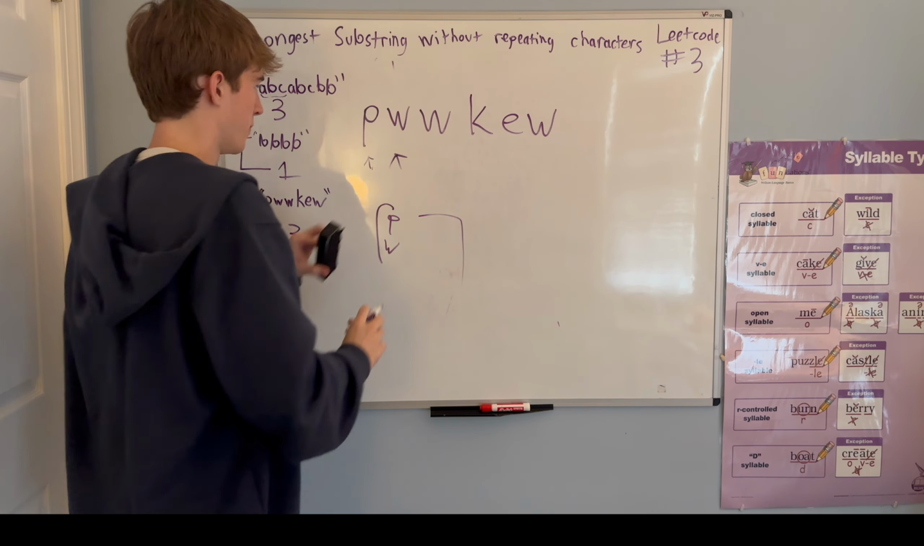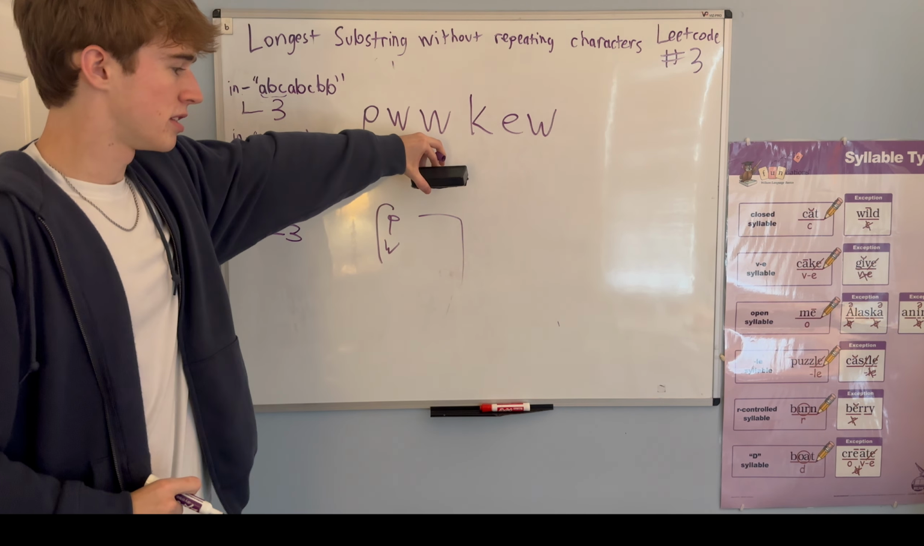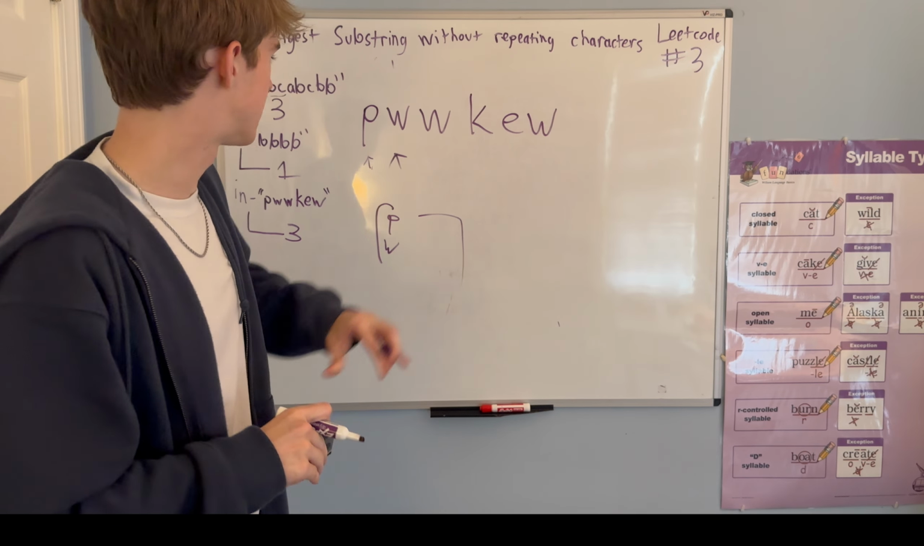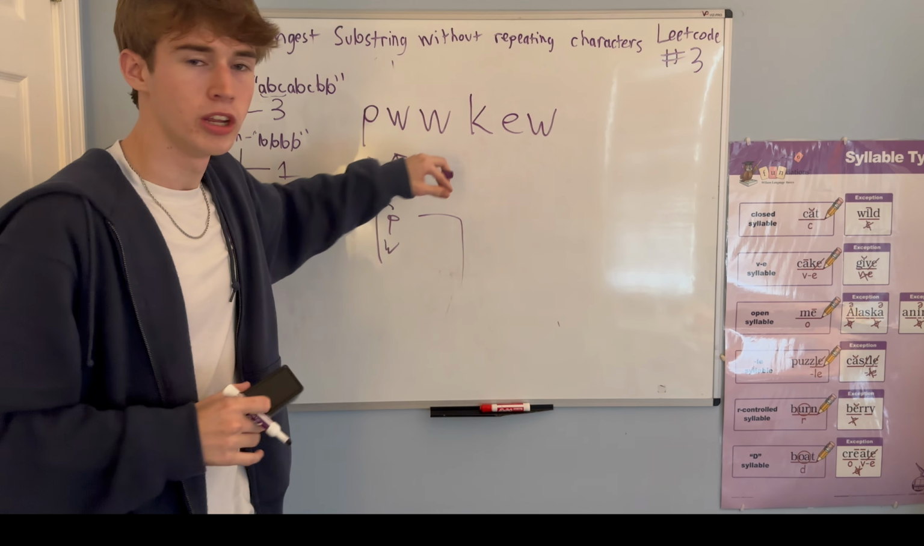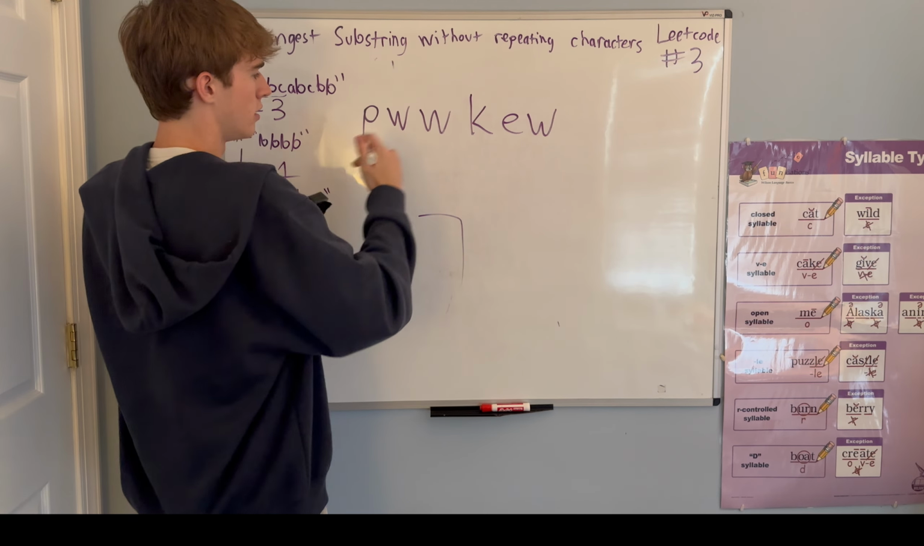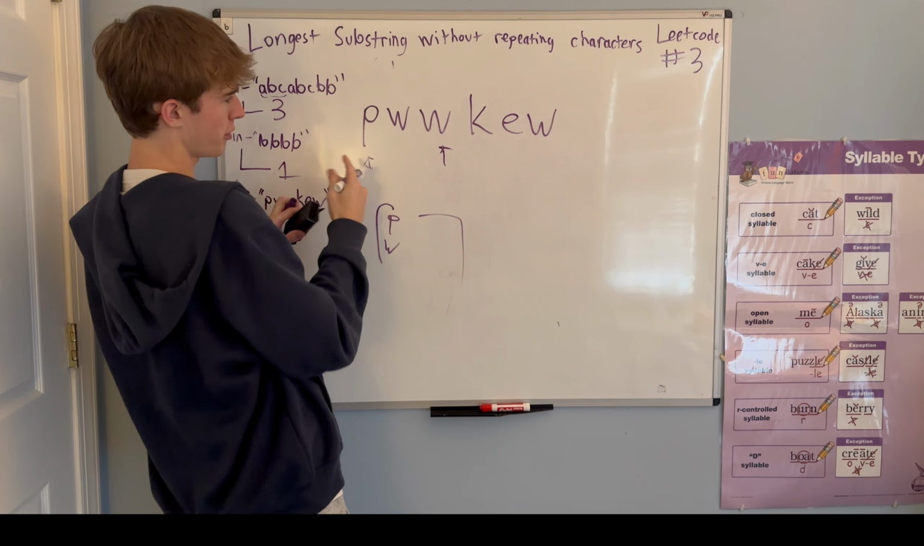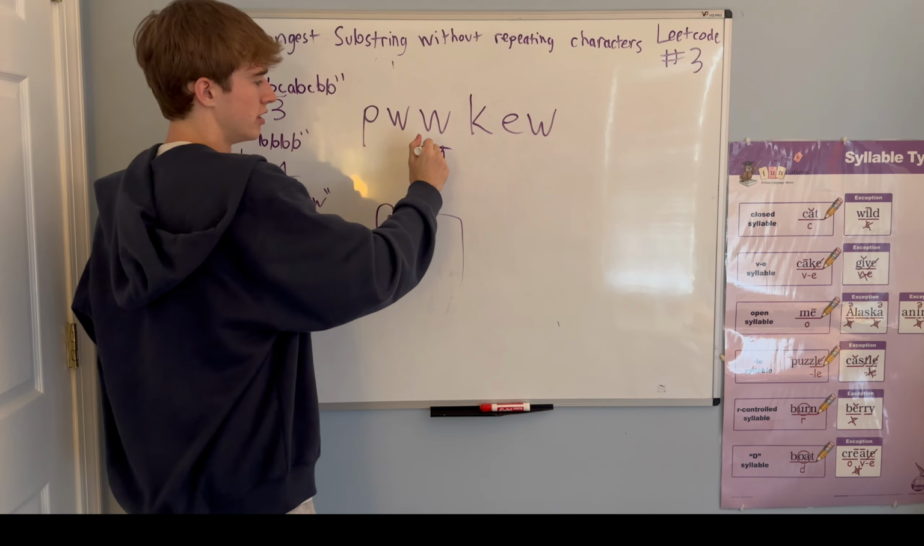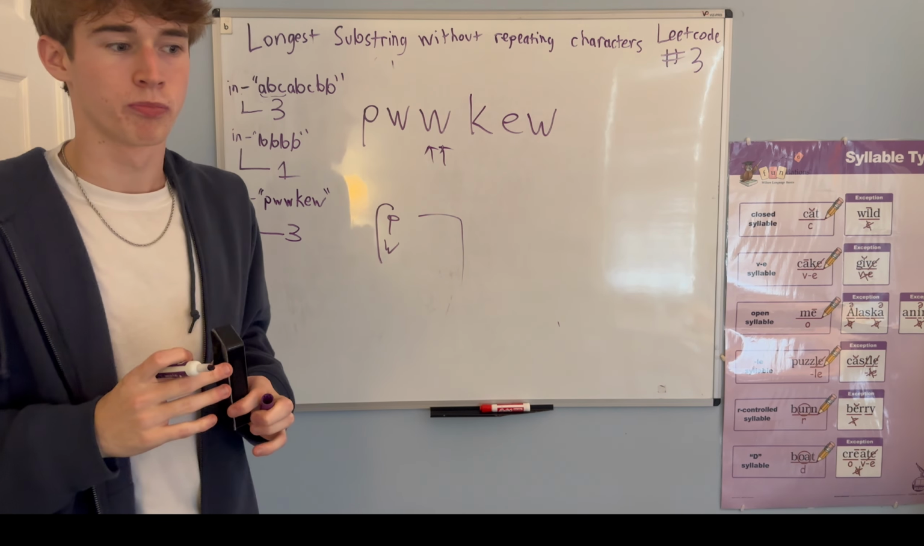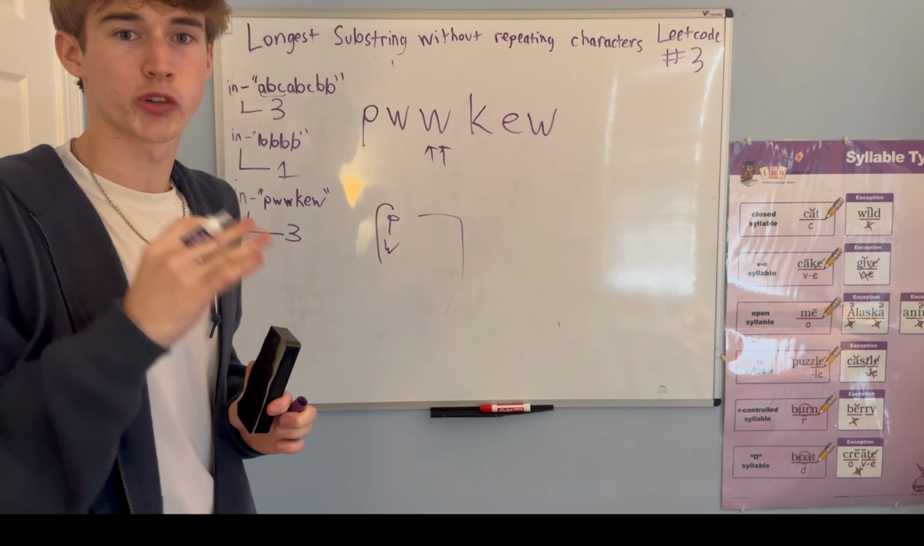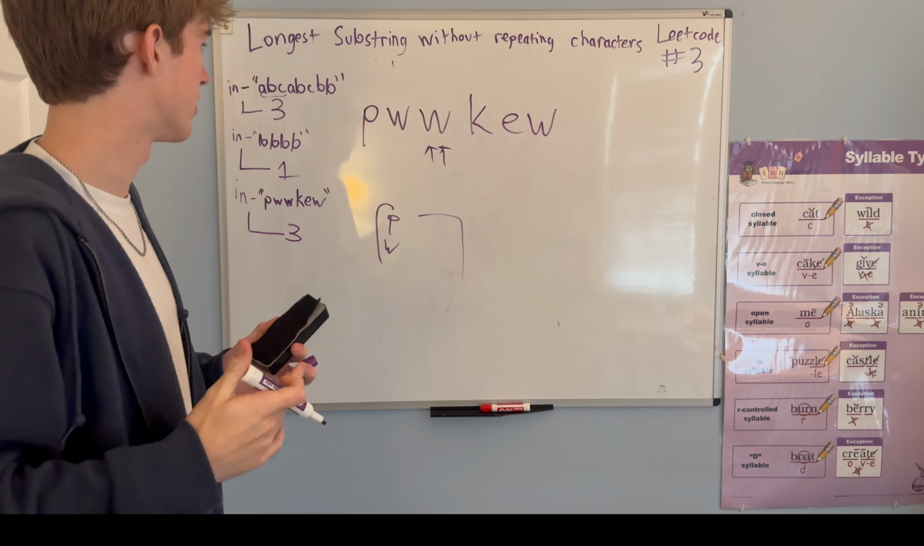P and W now exist, right? But now we have this W. And that means everything before these two W's, nothing can go before it. So what if we slide this left pointer all the way over to here? That way we don't get duplicates anymore. If we can ensure that our string is always valid and we're testing it, this can shrink our complexity.